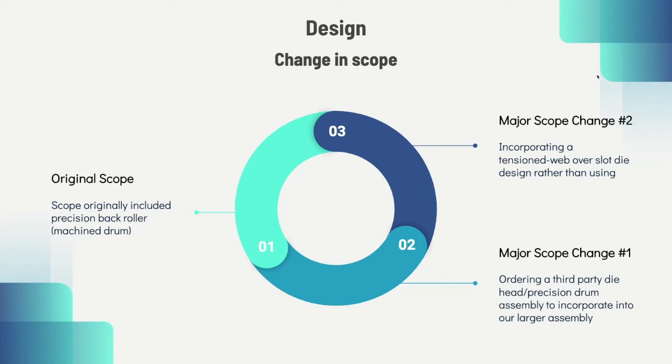At this point, we decided that having a third party supply the die head and precision drum as an independent assembly would reduce the risk associated with designing it ourselves and mounting it properly so that it mates well with the rest of the system. Sourcing an entire die head precision drum assembly was found to be possible, but extraordinarily expensive. It was at this point that we switched to a different ink deposition method entirely, known as tensioned web over slot die. This method relies on the ink delivery pressure to create a gap between the substrate and die head.